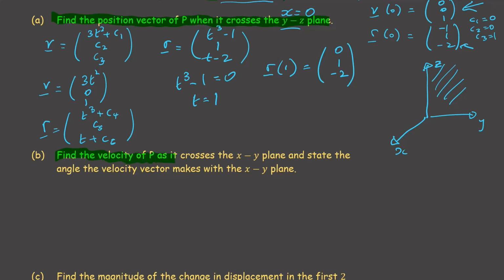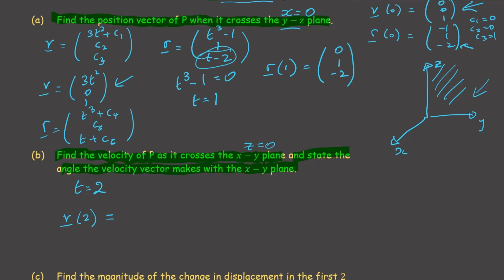We now want to find the velocity of P as it crosses the xy plane and state the angle the velocity vector makes with the xy plane. Okay, so the xy plane means z is 0, in the same sort of argument we used here. And that means that t is equal to 2. So v(2), going back to here, 2 squared is 4 times 3 is 12. So it's going to be (12, 0, 1).